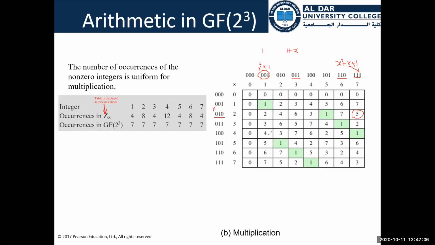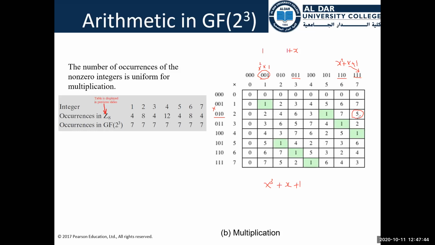What I will do is multiply x by x squared plus x plus 1. But this is multiplication in XOR, as I told you, in GF of 2, so it is an XOR operation. Then divide the result by x cubed plus x plus 1, the irreducible polynomial.